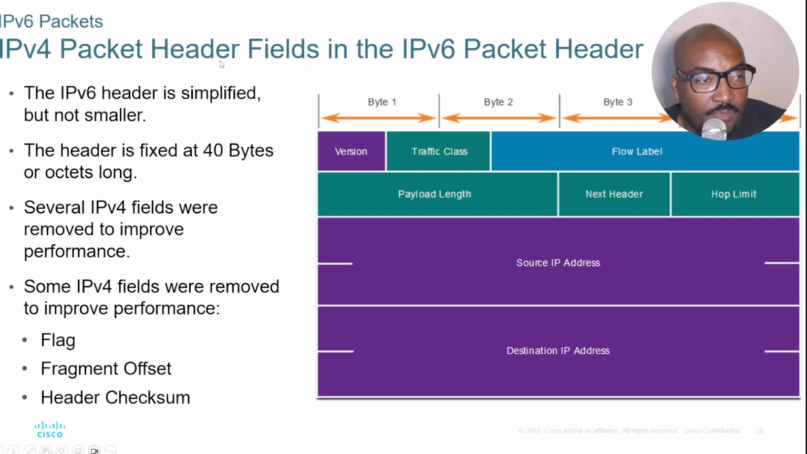IP version 6 is simplified but not smaller. The header is fixed at 40 octets. Several IP version 4 fields were removed to improve the performance, right? So we wanted to get that out of there. Makes things a lot quicker having IP version 6. Some IP version 4 fields were removed to improve performance: flag, fragment offset, and the header checksum.